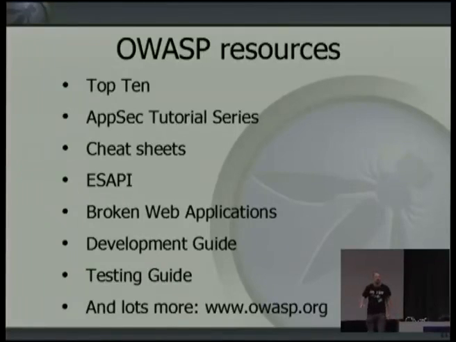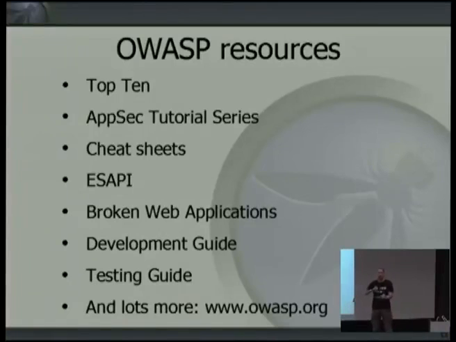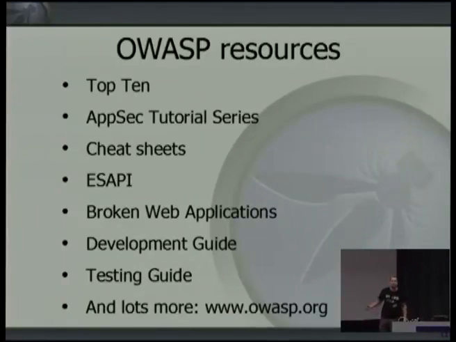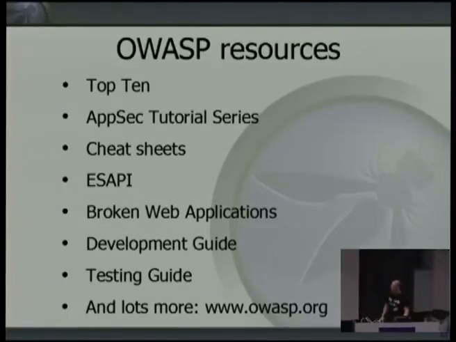Cheat sheets. The cheat sheets are really good because they're relatively small and consumable, so easy to get your head around. There are things like the development guide and testing guide, which are great resources, but they're hefty and not great fun to read. Good as reference guides, though. ESAPI, which is a library available in various different languages, which gives you a load of security features that you can make use of. The Broken Web Applications Project, BWA, is a whole set of vulnerable web applications. So if you want to learn about application security, this is a great way to give you something to play around with, something to attack, something to legally break and hack, and to use ZAP on, of course. And there's loads more. So go to www.owasp.org, and there's loads of great information there.